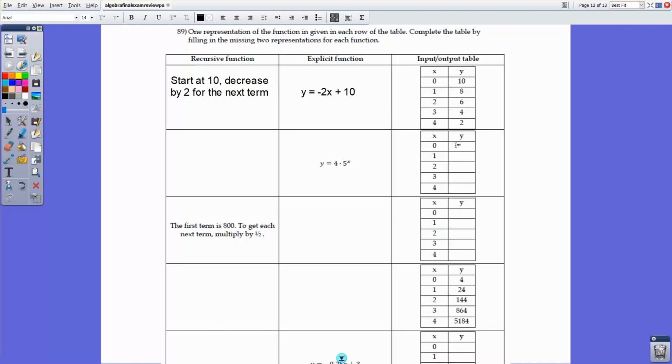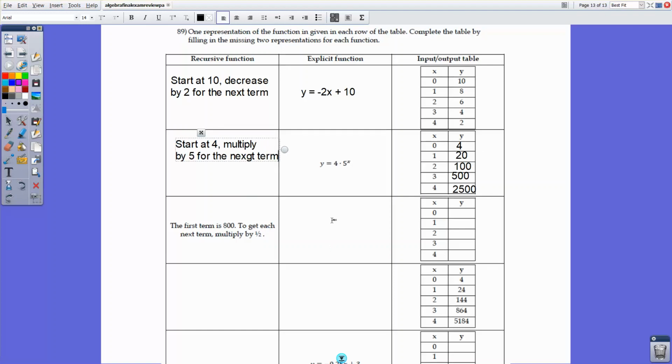So our y value, our output values would be as follows. 4, we would have 5 to the x, 5 to the first, times 4. So we're going to be increasing this by 5 times each time. So this is going to be 100. This will be 500. This will be 2,500. And then the recursive function here: start at 4, multiply by 5 for the next term.